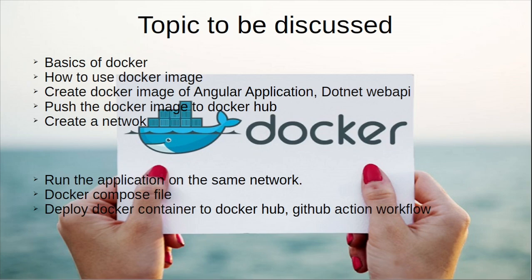So if you don't have a Docker Hub account, just create it. It's free, and we will talk about this. After that, we will create a network, where the network is very important for us to communicate between two applications. So you can communicate by using their container name.